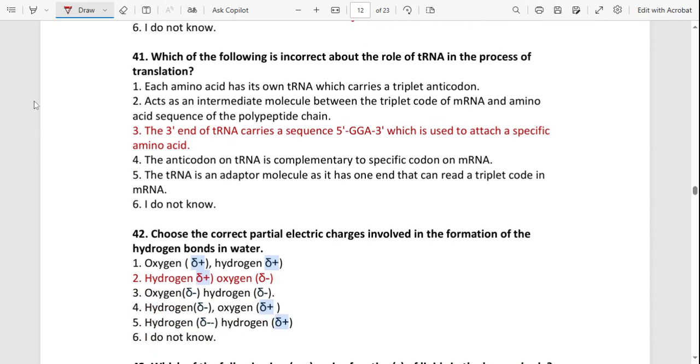Which of the following is incorrect about the role of tRNA in the process of translation? Each amino acid has its own tRNA which carries a triplet anticodon. This is correct. Each amino acid has its own tRNA with a triplet anticodon like this.